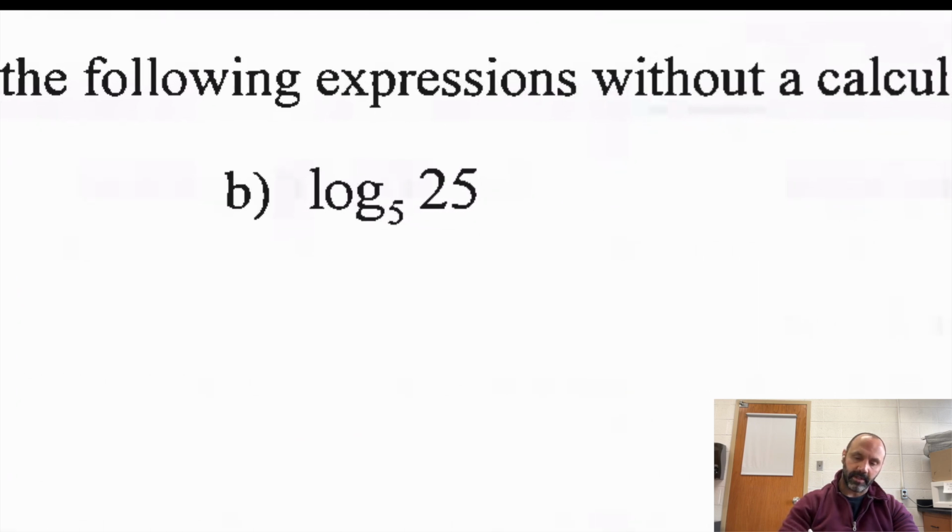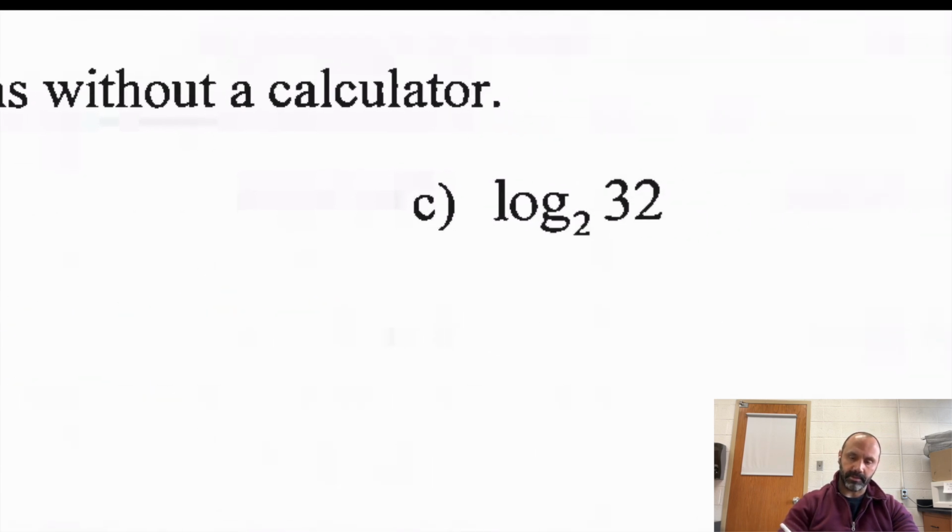Next one, 5 to the what power equals 25? Oh, that's simple, right? X equals 2. Okay, and we can do all of these this way. 2 to the what power is 32? Think through that one. I'm going to cheat and look at the answer here. It's 5, right? 2 to the fifth power is 32.